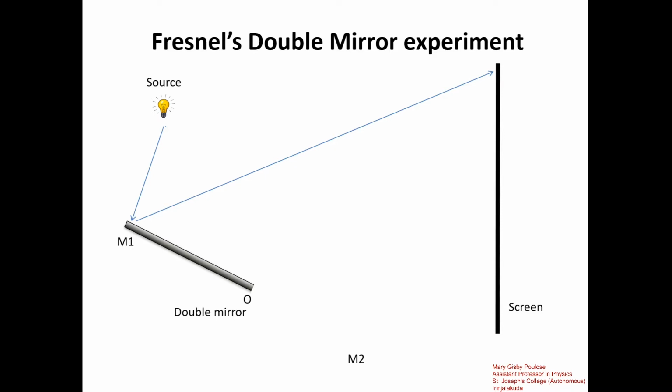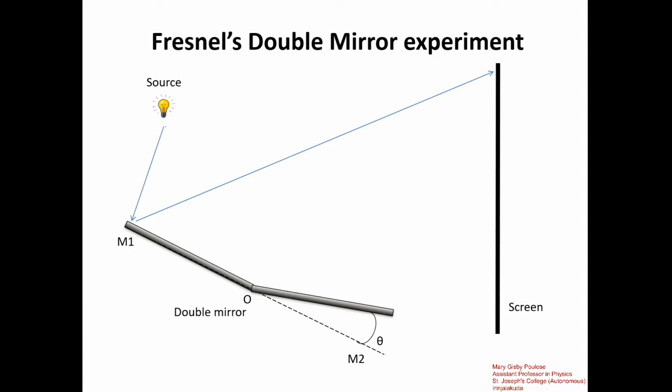Now what Fresnel did was he tilted the second mirror by an angle theta. It is a small angle. So he tilted one of the mirrors by an angle theta, OM2 is tilted by theta.